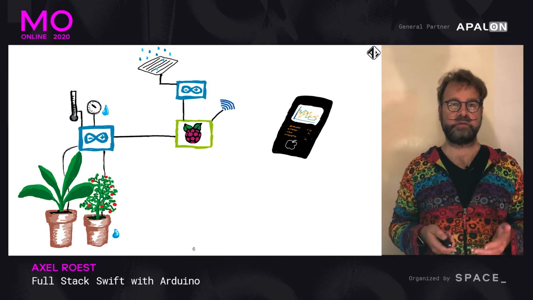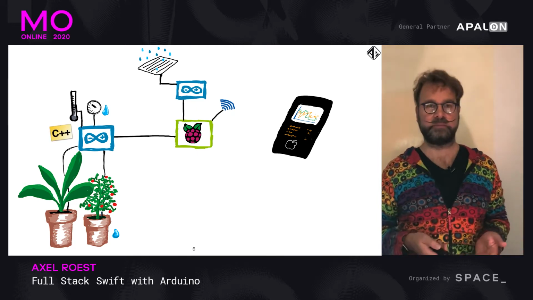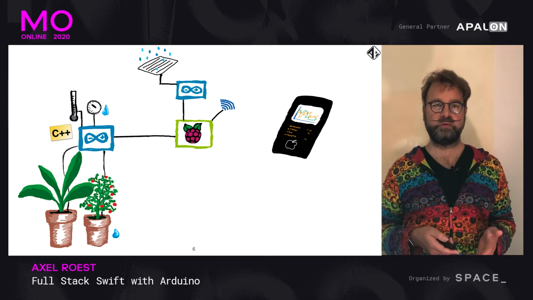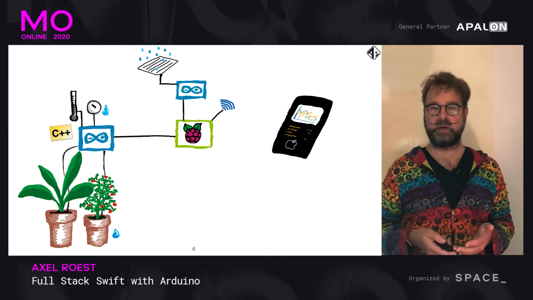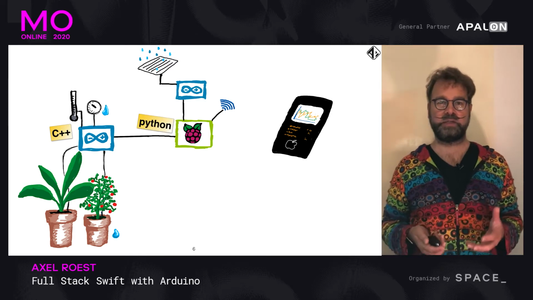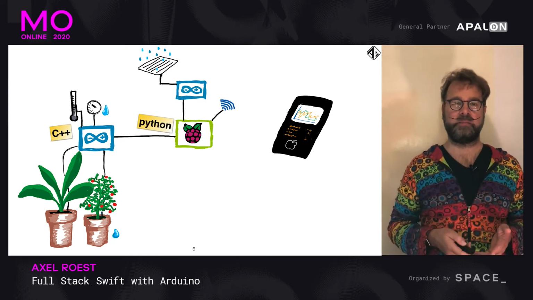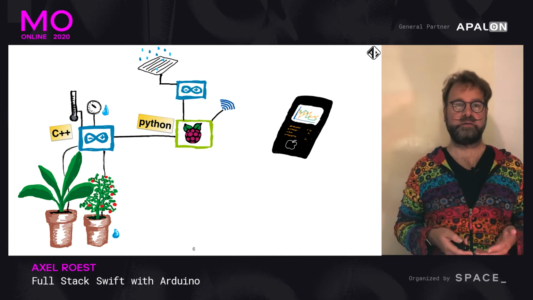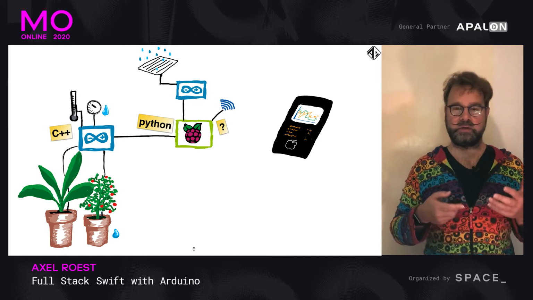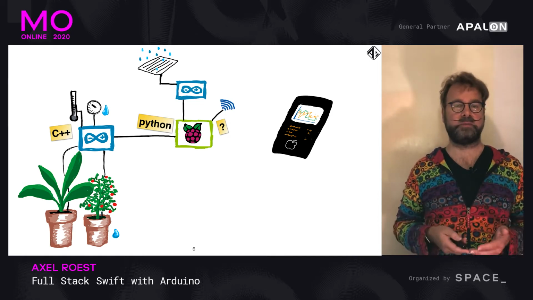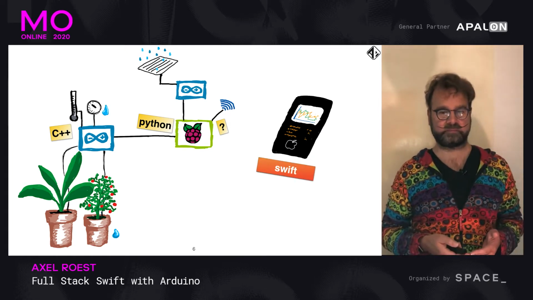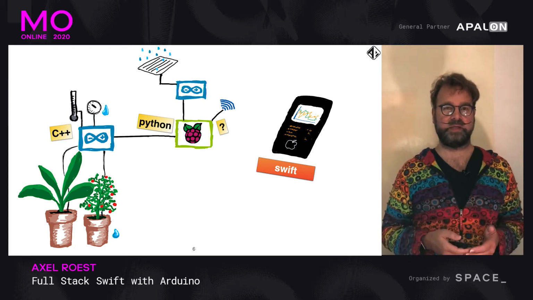Now normally the Arduino is programmed in a language called C++. And then it sends the data out over the serial port to the Raspberry Pi, and on the Pi you probably need something like Python to inject the data into a database. And then the data can be distributed by anything which can create a website like Node.js or PHP or whatever you want. And then of course you can create a mobile phone app using Objective-C, but luckily nowadays we can do that in Swift. We'll get back to this picture later.